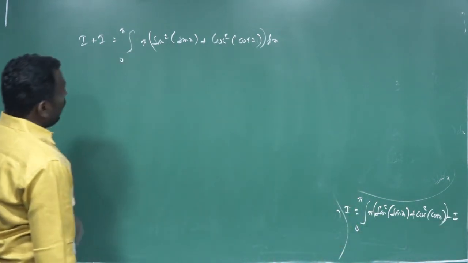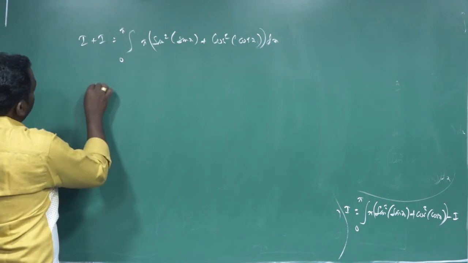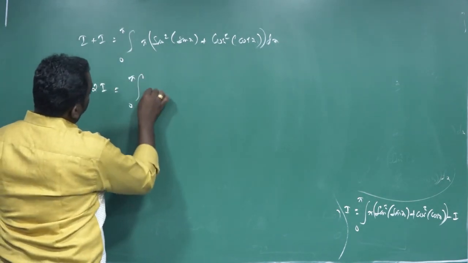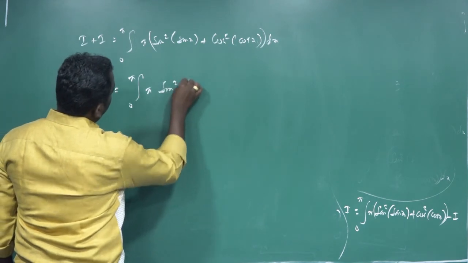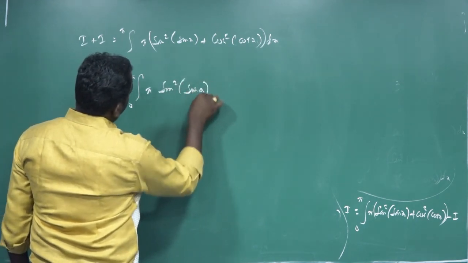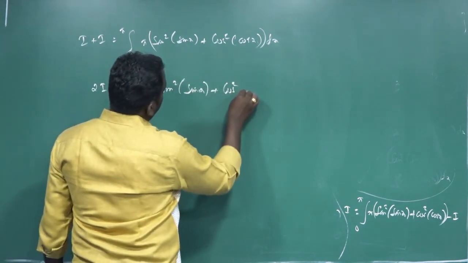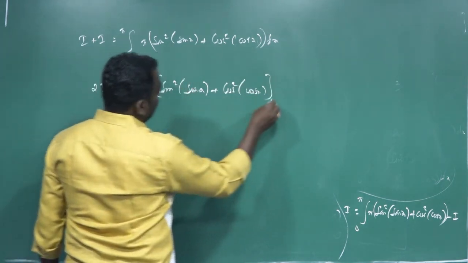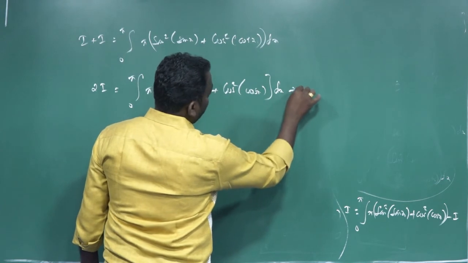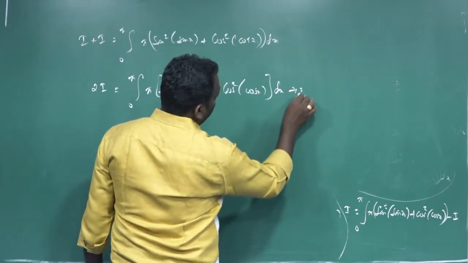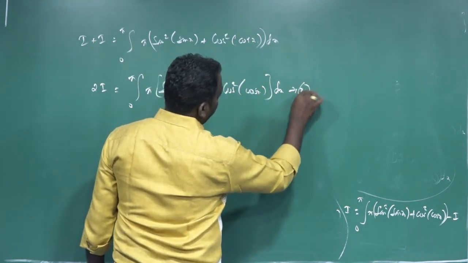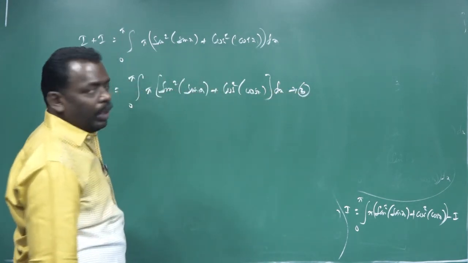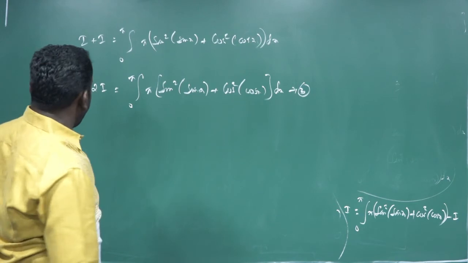Now the next line: the left-hand side is 2I, that is equal to the integral 0 to pi into sin square of sin x plus cos square of cos x into dx. We call this equation 2. Sorry, it is 3. Already we have equation number 2, so this is equation number 3.